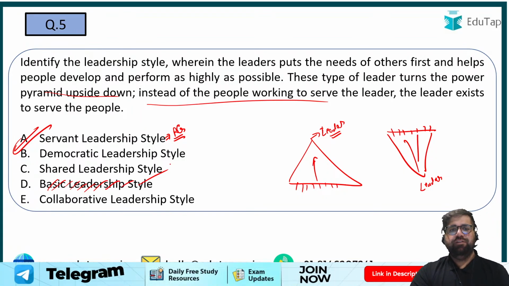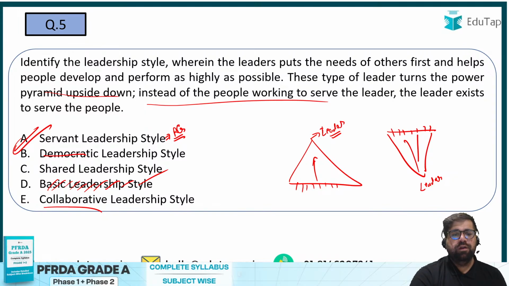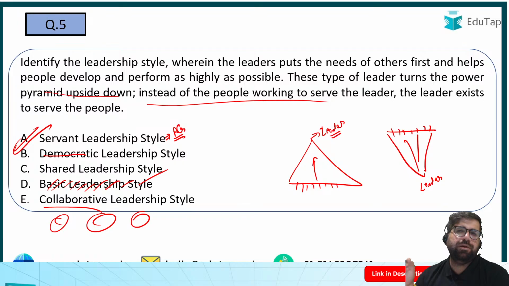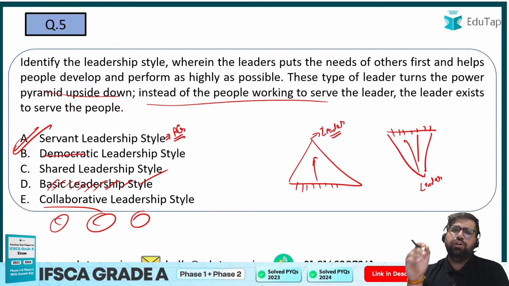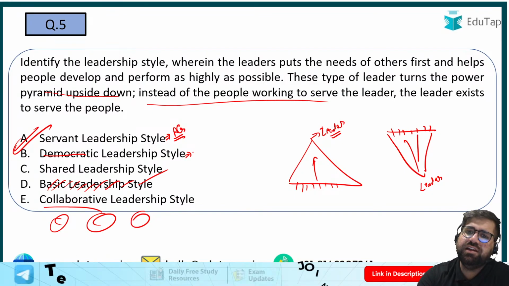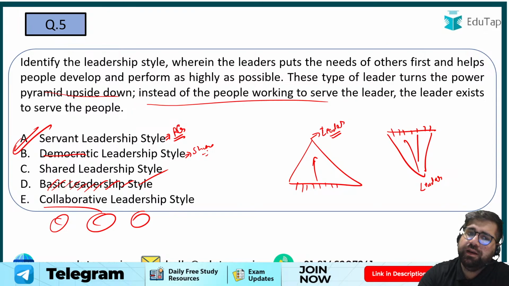Shared, collaborative, democratic, we have all discussed. Those who don't know the difference between democratic and collaborative: in collaborative, there are multiple teams like sales department, purchase department, inventory department, and they all collaborate. It's like we instead of I. Okay, so this is the major difference between democratic and collaborative. In democratic, the major thing is that you share the power, but in collaborative, it might be or might not be.